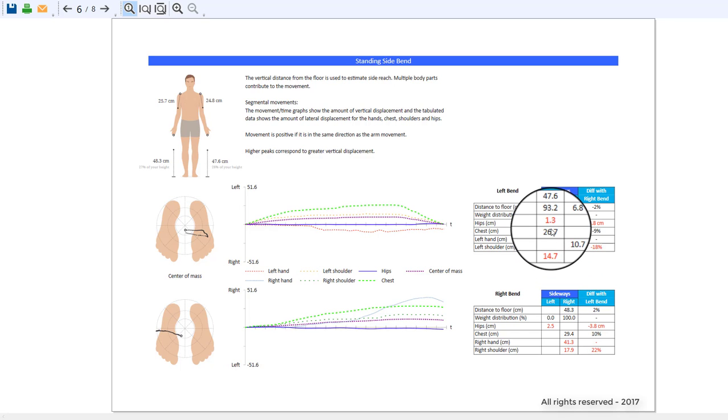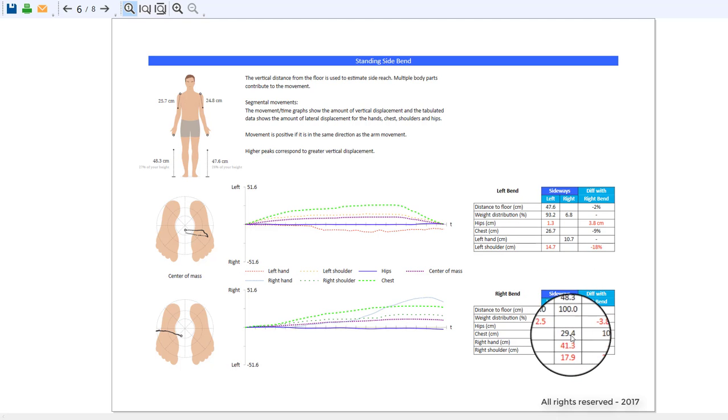The chest moves to the left as they bend to the left, but not as much on the other side. Here we have 26.7 and here we have 29.4. So there's approximately a 10% difference there between the two sides. Not just the quality of movement, but the magnitude of movement of the chest.